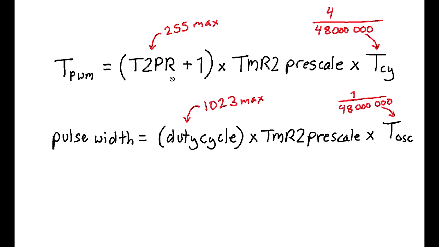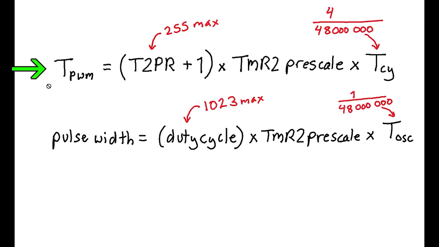In the two equations, the prescale has to be the same. Now, as I've also pointed out, this number here, which is going to be the value that we plug into our function later, can only go up to 255. Likewise, duty cycle, which is also a quantity that we need to plug into a function later, can only take a maximum value of 1023.